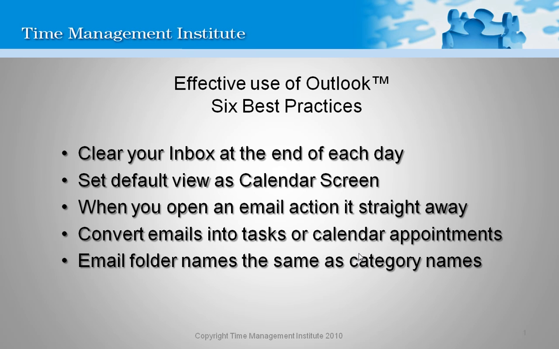Number 5 is email folder names the same as category names. What we're talking about here is at the moment you're probably storing information on hard copy manila folders. You may have folders on the server in a business situation. You'll have email folders off your inbox where you're saving emails, and then you might have some sort of to-do list where you're categorizing the things that you need to do.